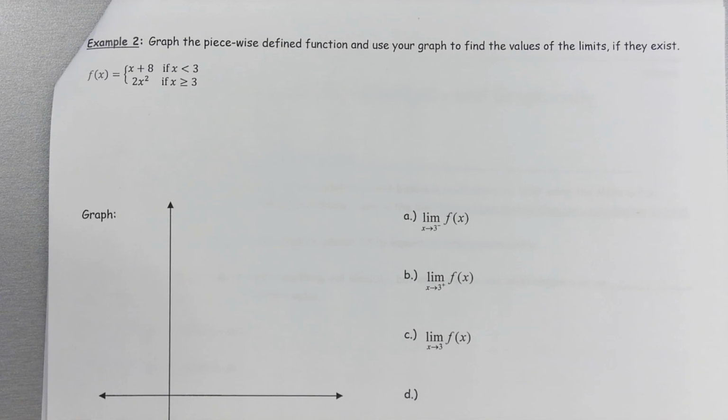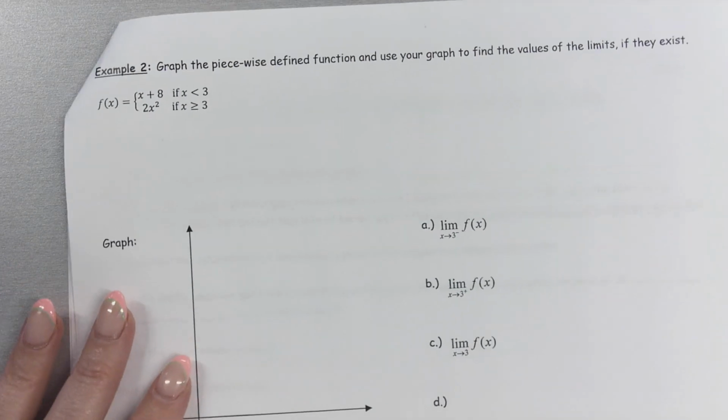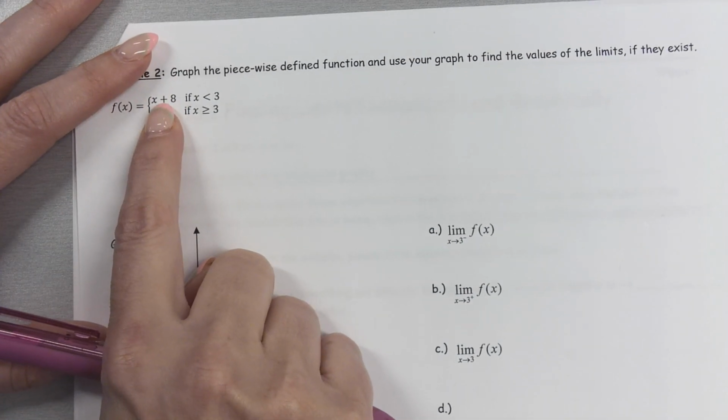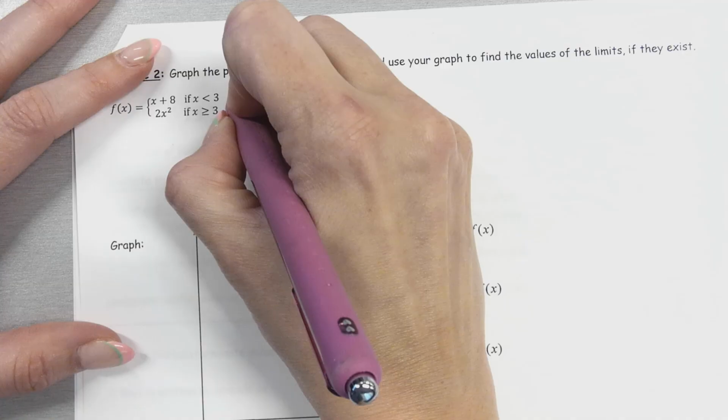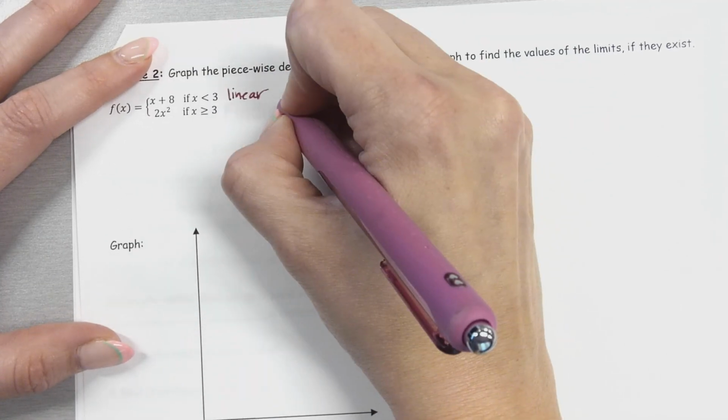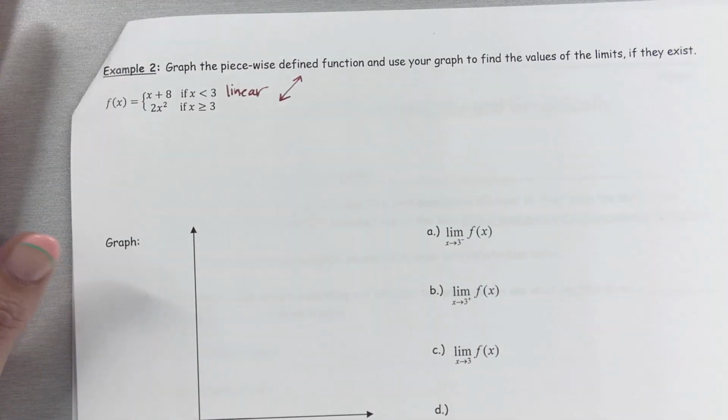You are going to graph the piecewise defined function and use your graph to find the values of the limits if they exist. So you have x plus 8 if x is less than 3, and 2x squared if x is greater than or equal to 3. When you are graphing this yourself, just remember, if it's x plus 8, this is a linear function. The slope is positive, so it's going up from left to right.